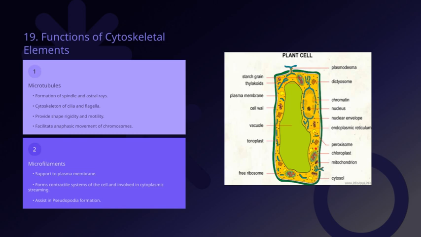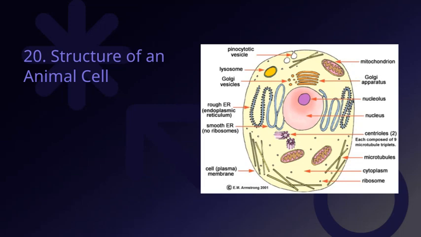Lastly, they are involved in forming the spindle apparatus and astral rays, which are critical during mitosis for chromosome segregation and cell division. Overall, both types of cytoskeletal elements are vital for maintaining cell integrity, enabling movement, and supporting cellular functions. Let's take a closer look at the structure of an animal cell.